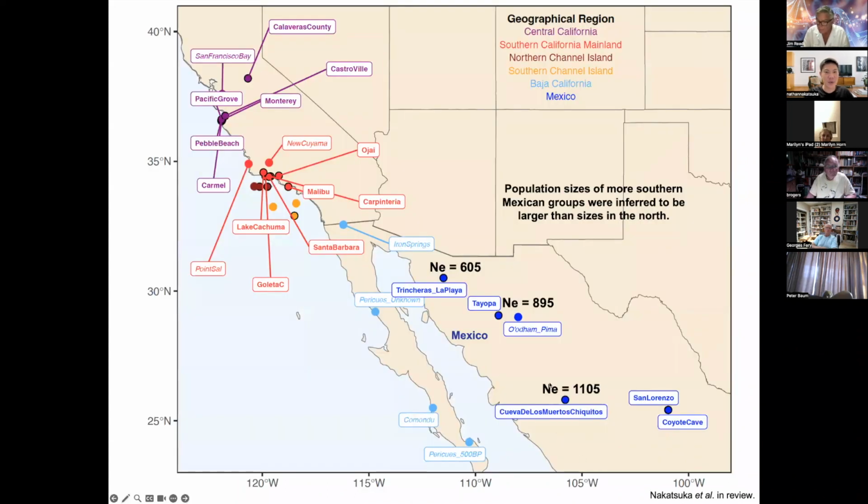One interesting thing is that when we analyzed different Mexico groups in more detail, we found that the more southern groups had larger inferred population sizes than the more northern groups. We don't have a really good interpretation of this, but it could indicate better agricultural conditions further south, which would allow larger population sizes. But we'll look into this more to figure this out.